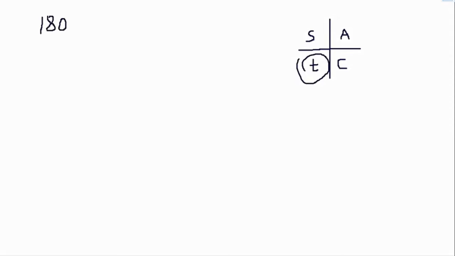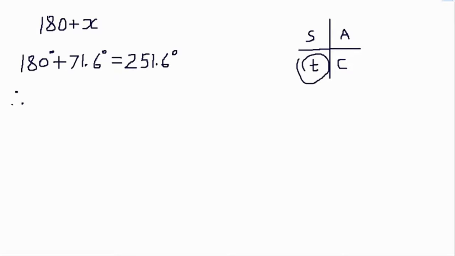So third quadrant, it is 180 plus x. So 180 plus x, and then the x value we found as 71.6 degrees. So it will be 180 plus 71.6 degrees, and that will give you the value of 251.6 degrees. So therefore, this was the required answer.